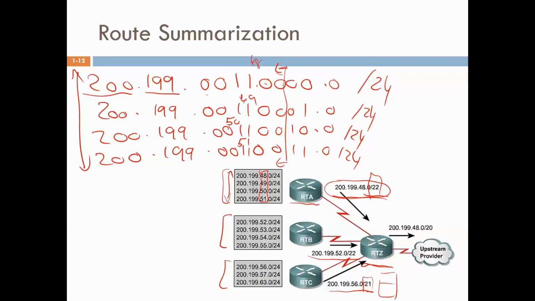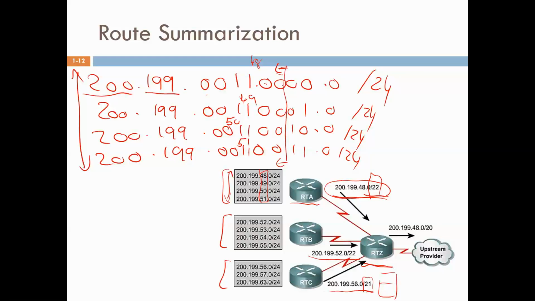also announce everything to the outside world. Now, router Z can do the same, can announce 3 different announcements, which are 200.199.48.0/22, .52.0/22, and .56.0/21. Okay.